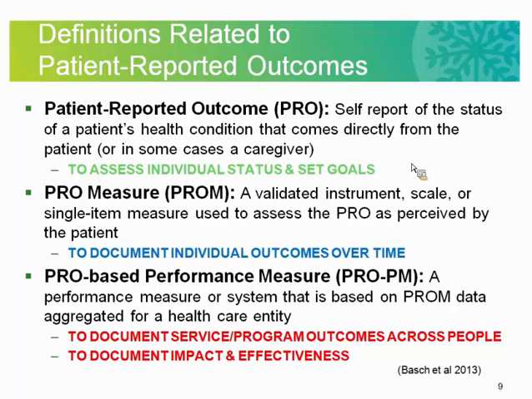And then finally, the last term we'll talk about today is the PRO-PM, or Performance Measure System. This is usually an online system that gives you access to a number of different items on self-report and allows you to aggregate that data across people, so you can begin to document service and program outcomes across your clients, and you can document impact and effectiveness of your treatment and programming.